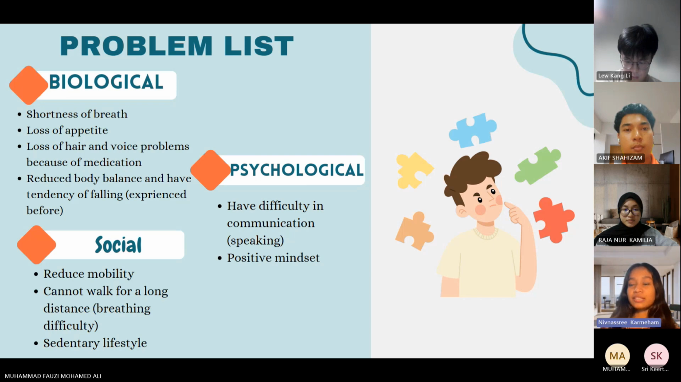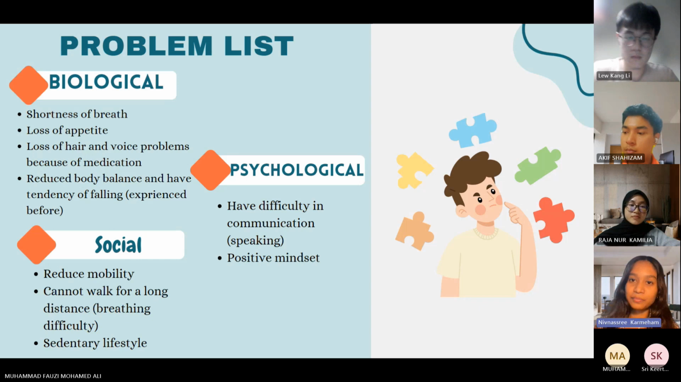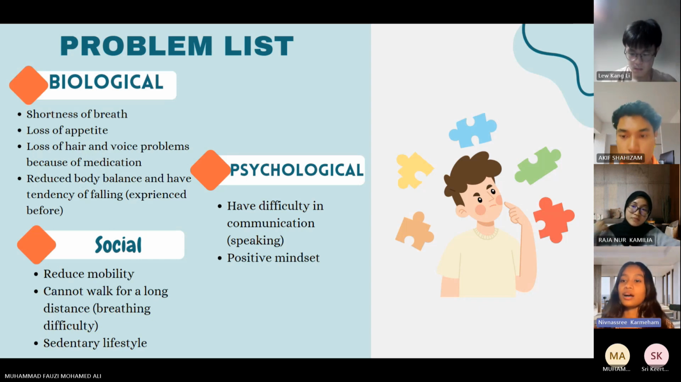So next, let's go through the problem list. First, biologically, the patient has SOB. He has loss of appetite. He has loss of hair and voice problems due to the abundance of medication that he's taking. He has reduced body balance and a tendency of falling, which was the cause of his second admission to HUCAM. Psychologically, he has difficulty in communication because when he talks for a long period of time, he gets shortness of breath, but he has a positive mindset. Socially, he has limited mobility basically. He cannot walk for a long distance due to his breathing difficulty, and his lifestyle is sedentary due to his limited mobility.